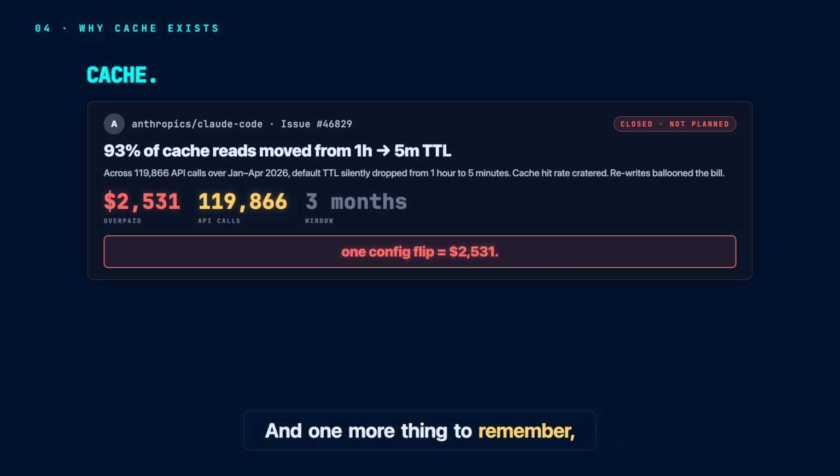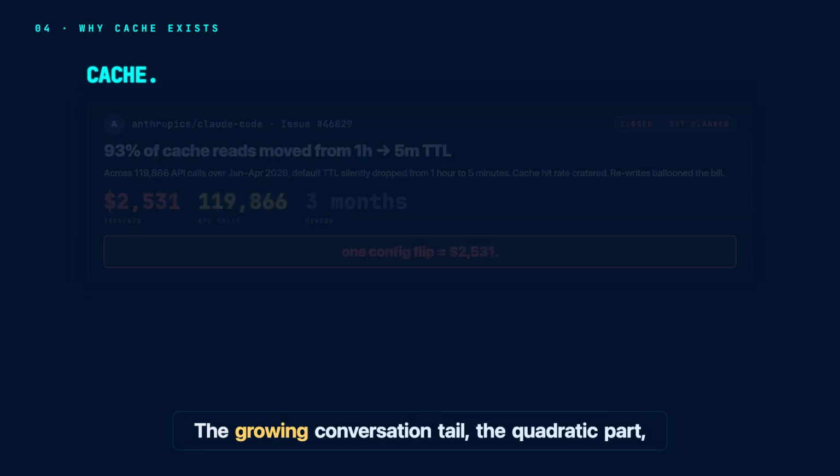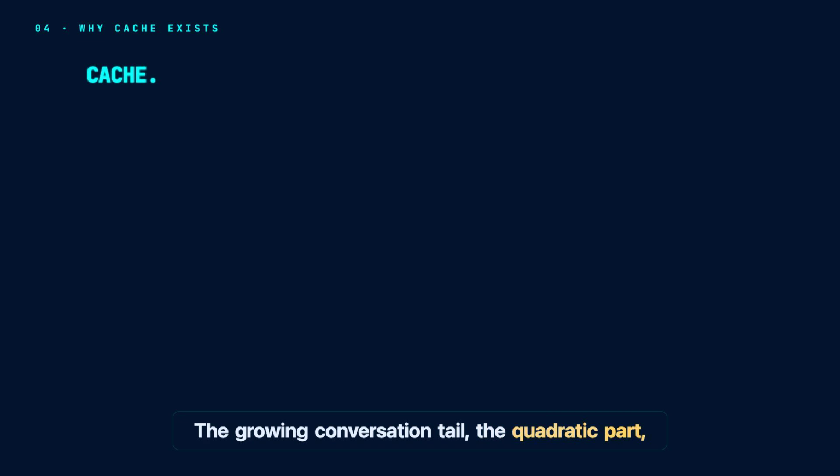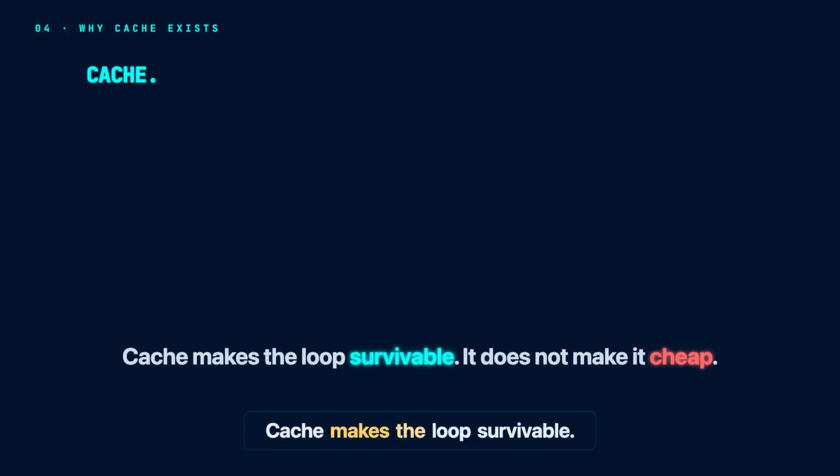And one more thing to remember. Caching only flattens the static prefix. The growing conversation tail, the quadratic part, still pays full freight every turn. Cache makes the loop survivable. It does not make it cheap.